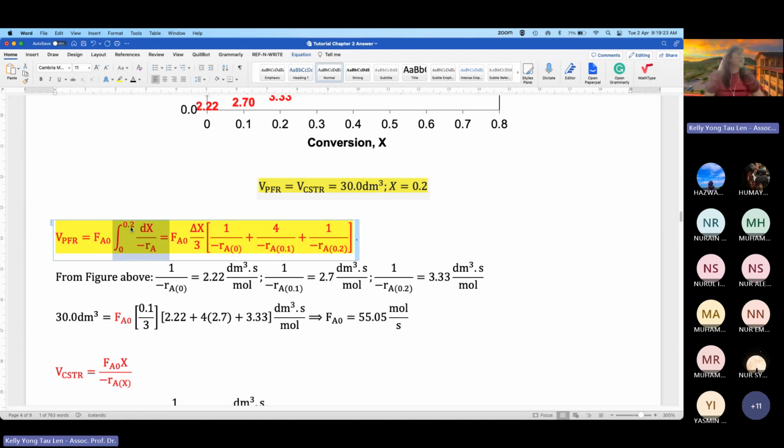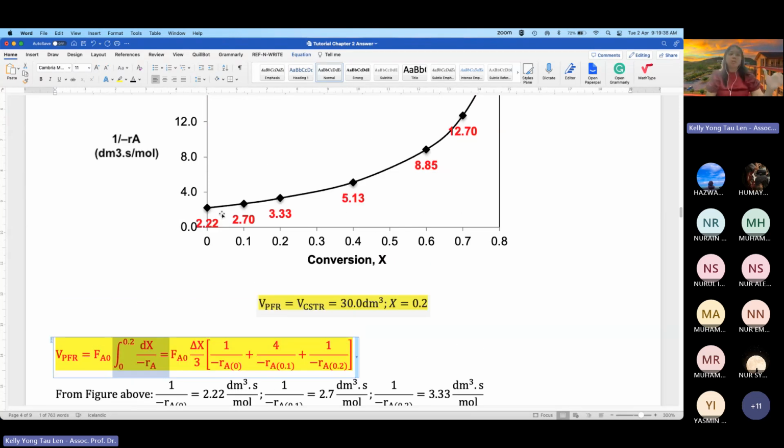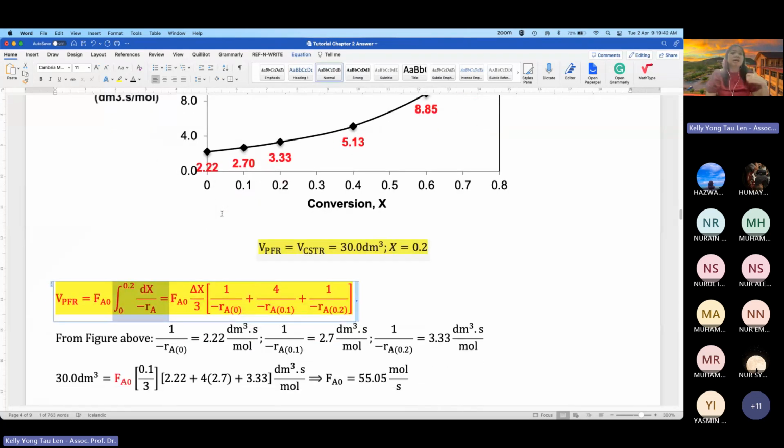At this stage, you just want to make sure you are on the right track. Although it's an integral equation, you can see the variables are X and minus rA. You know that X and minus rA are something I can obtain from the Levenspiel plot, meaning X and minus rA are the known variables because I can get them from the Levenspiel plot. If you remember, in CPP you learned degree of freedom analysis. So what is the purpose of degree of freedom analysis?